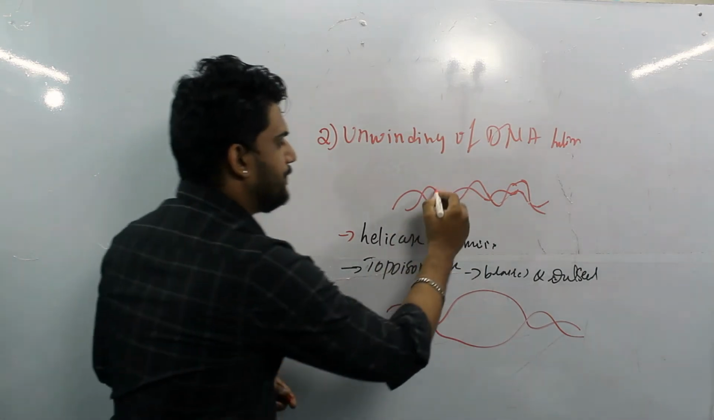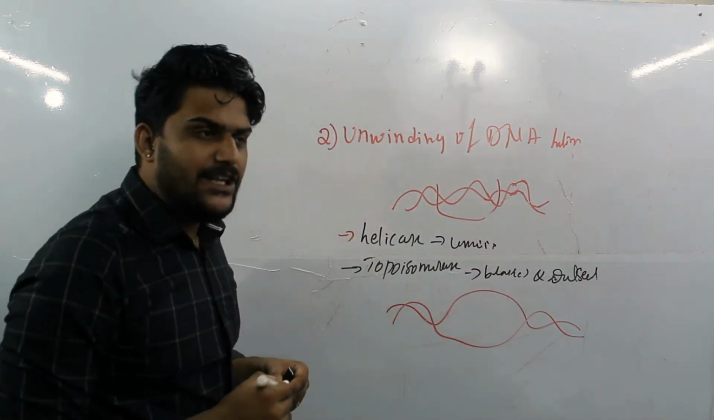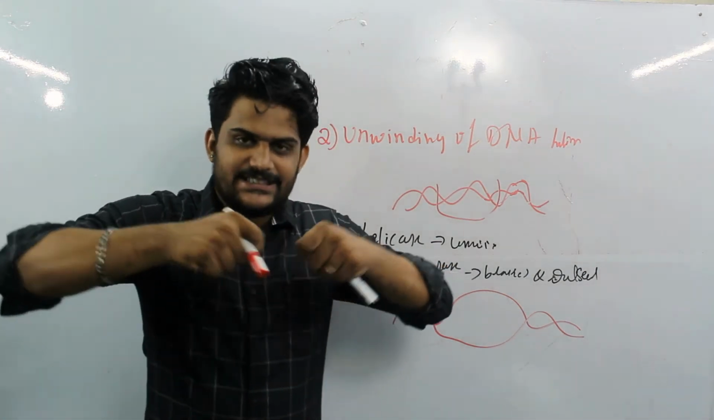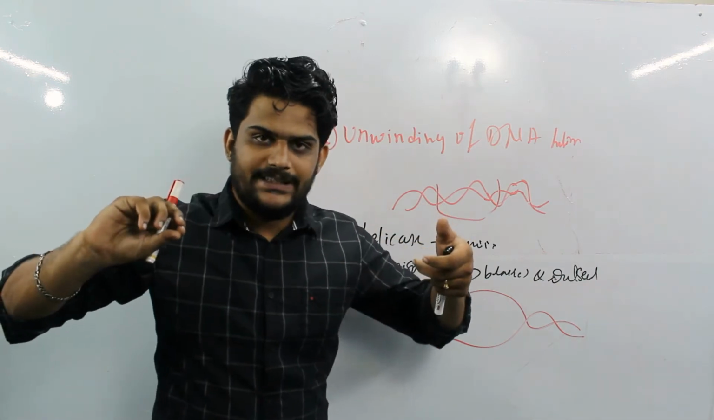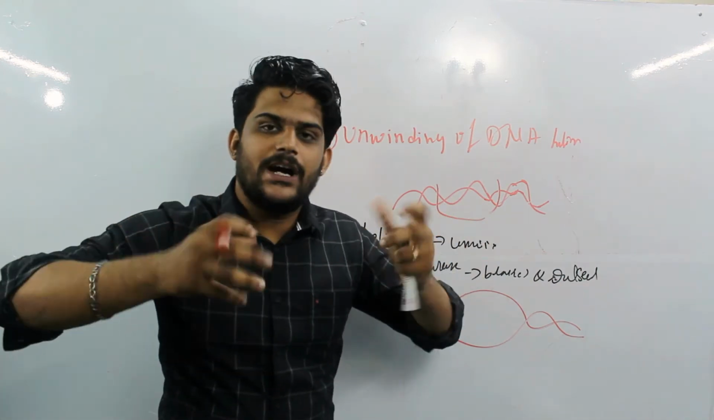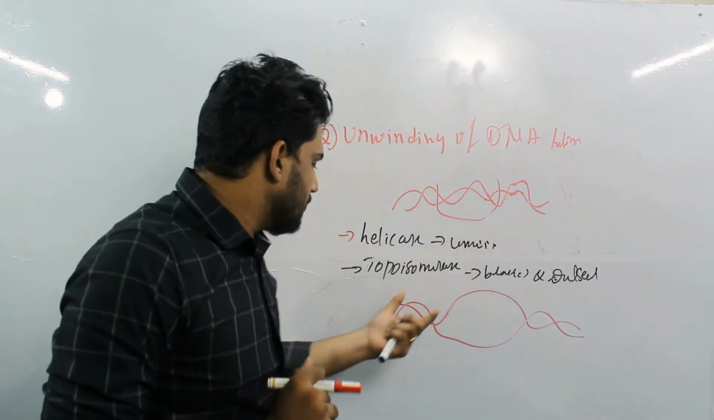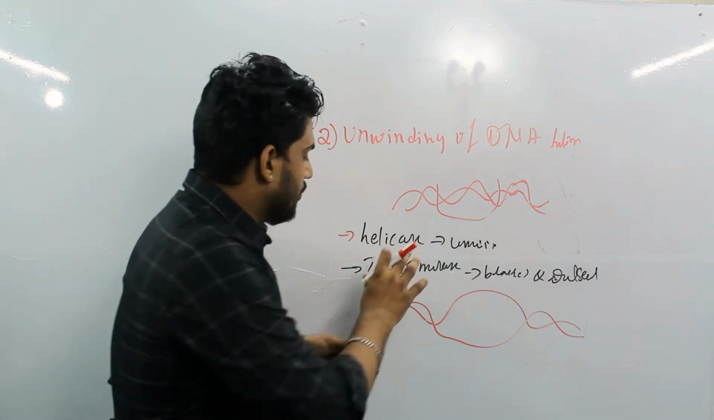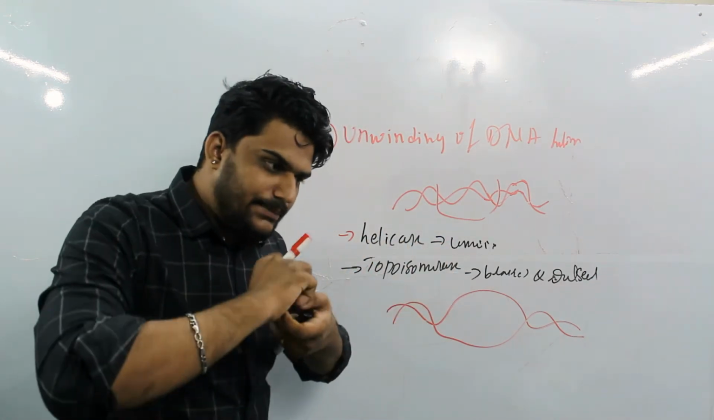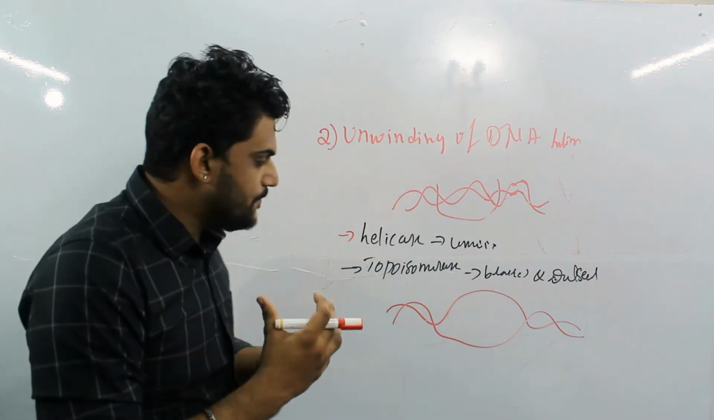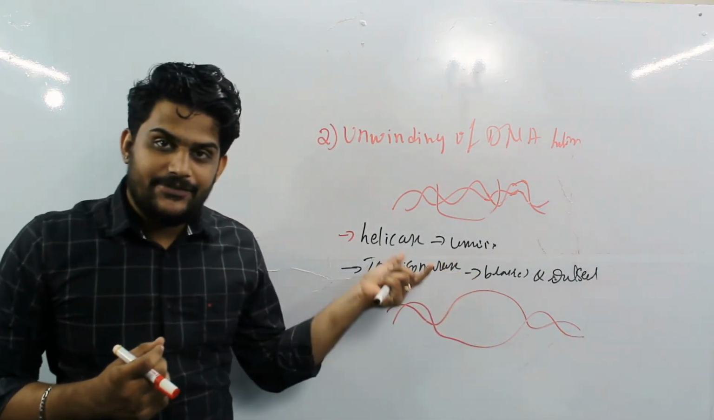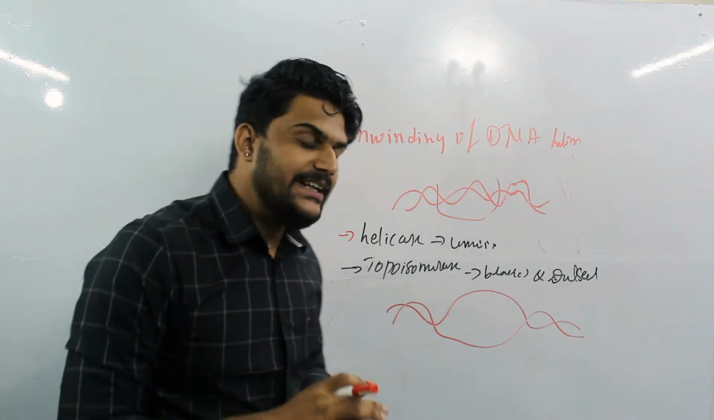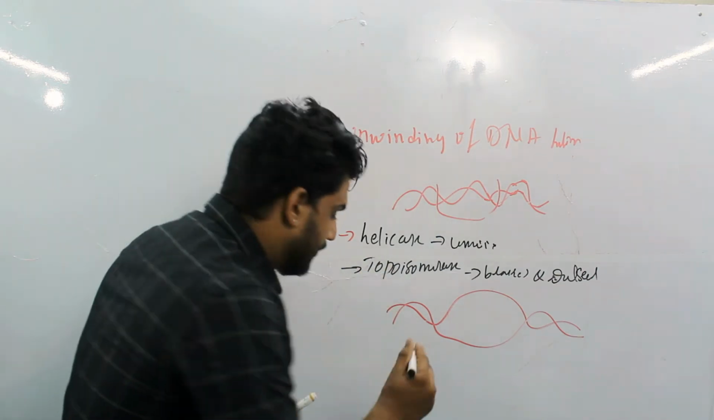So this part is unwound. Like if you pull a rope, it is going to open up, right? But when you leave that rope, it is going to wind up again. Like that itself, this DNA is going to behave. So now these two are pulling it up and making an opening for replication. And if the action of these two enzymes is over, then it is going to wind up again.